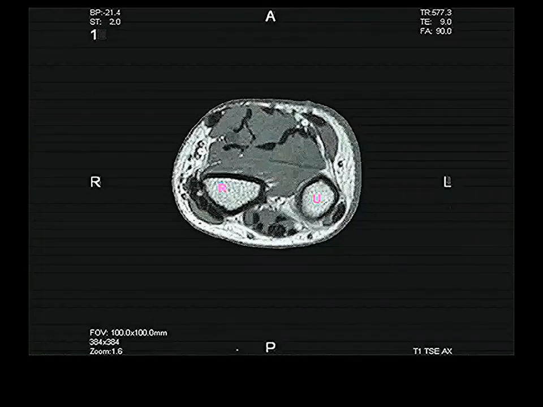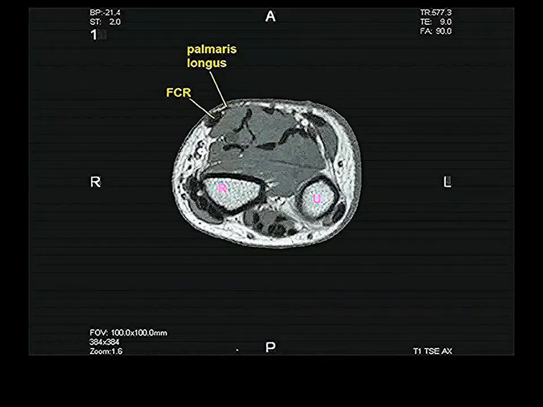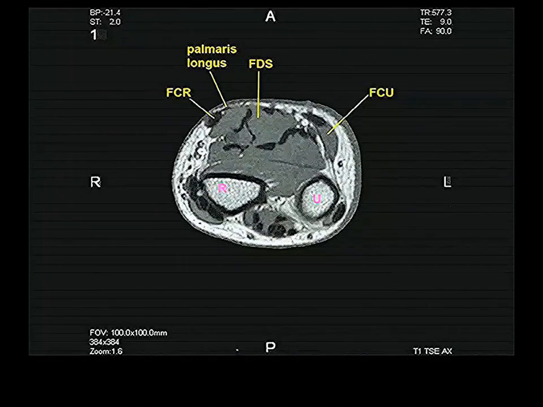And as we go distally even further, we see the flexor carpi radialis, and next to it, the palmaris longus tendons. This big mass here is the flexor digitorum superficialis, with its tendons forming within it. And then on the ulnar side, we see the flexor carpi ulnaris with its big, thick, powerful tendon.